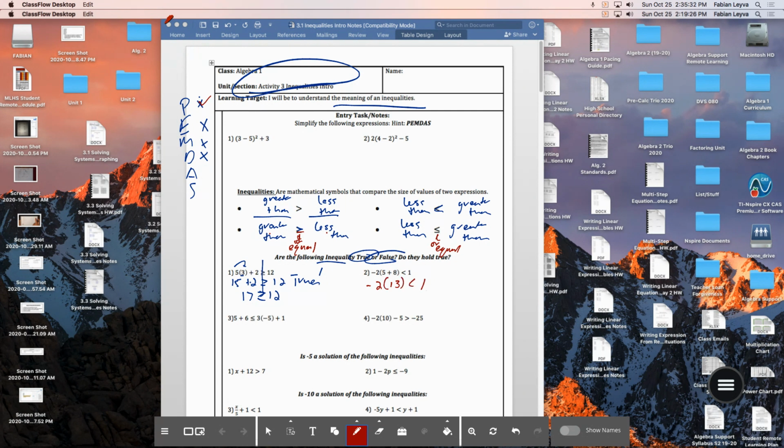So now that I notice that there's no more work to be done in the parentheses, there is no exponents, but there is multiplication. Negative 2 times 13 is a negative 26. Now, is this a true statement? Is negative 26 less than 1? And the answer is yes. So this inequality also holds true.